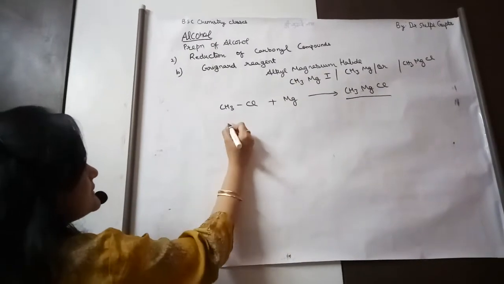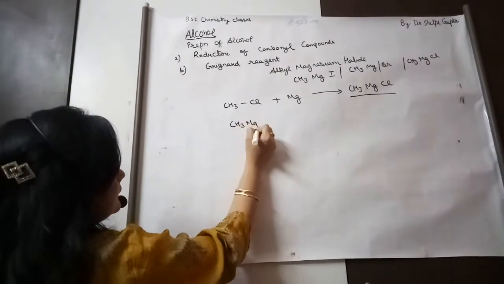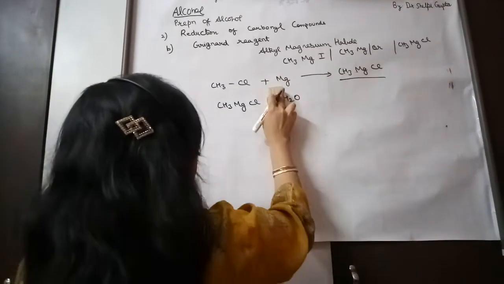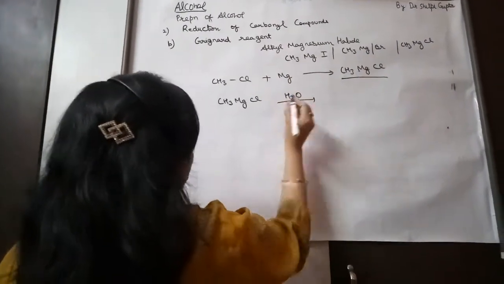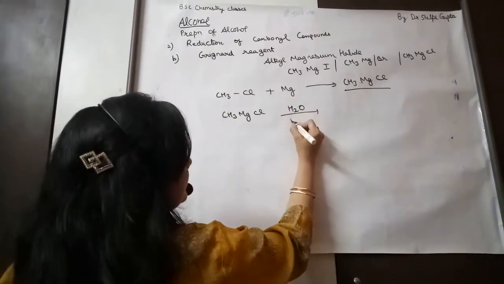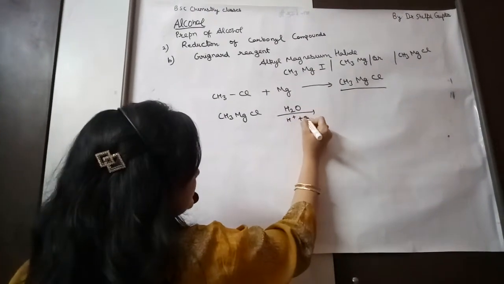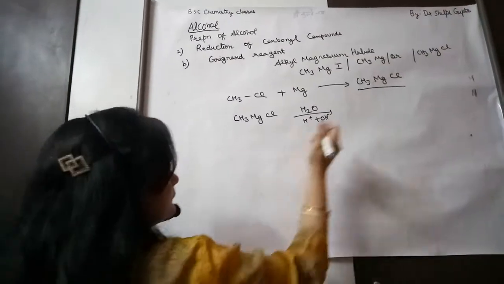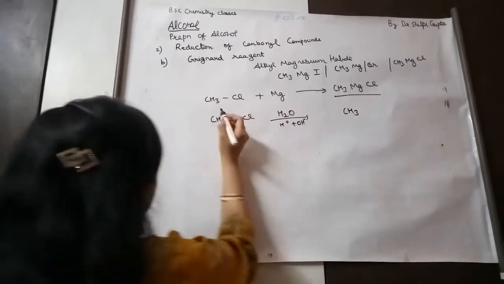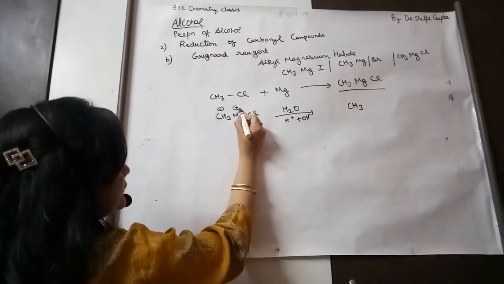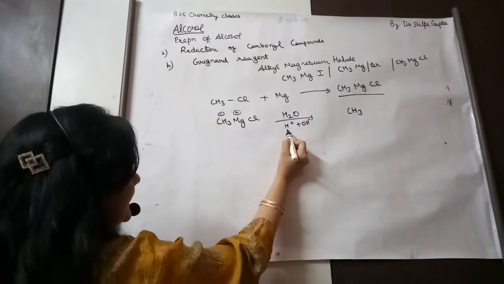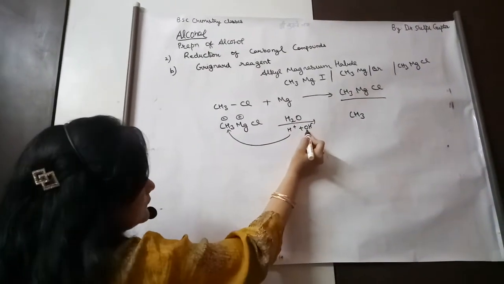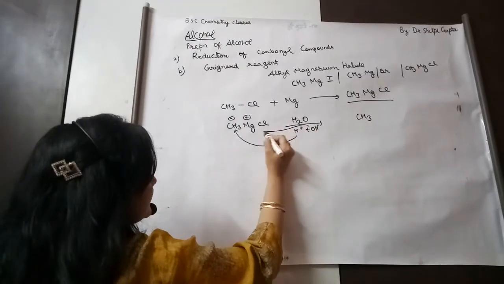Now, if the hydrolysis of Grignard reagent is done, what will happen? Hydrolysis will happen, then it will dissociate into H and OH ion. Okay, and then what will happen? It has the negative charge and it has the positive charge. So H is electron deficient, so it will attack here, and OH has the lone pair of electrons, so it will attack here.